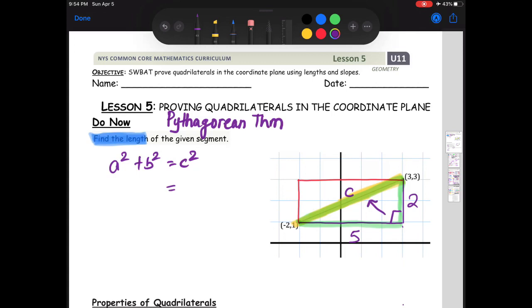So this is what you have to know. This is your C. This will be 5 squared plus 2 squared. It is 29 equals C squared. Take the square root, always the last step of the Pythagorean theorem. C is the square root of 29. So the length of this line segment is the square root of 29.